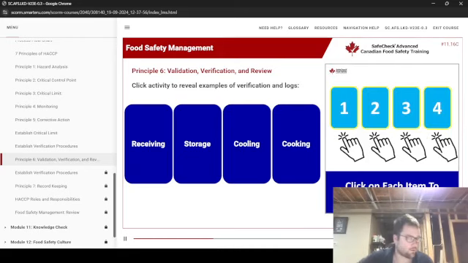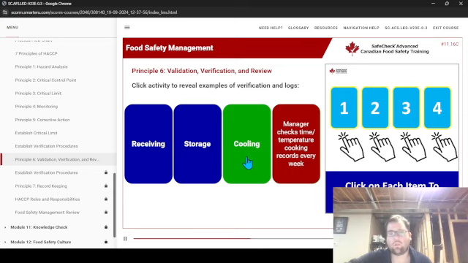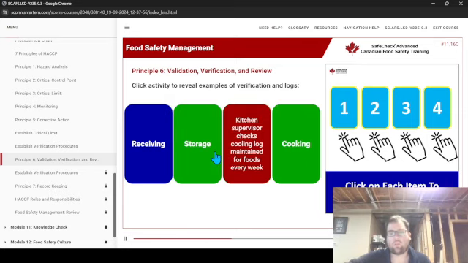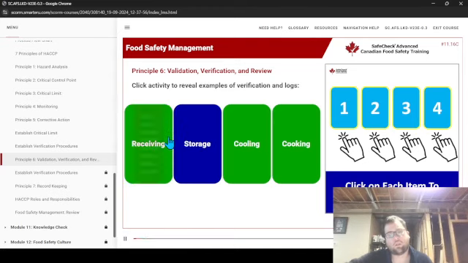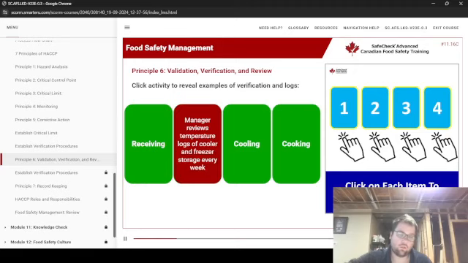Click the activity to reveal examples of verification and cooking. Manager checks the time and cooling. Kitchen supervisor checks cooling log maintained for foods every week. Receiving: manager reviews temperature logs of refrigerated and frozen products every week. Storage: manager reviews temperature logs of cooler.